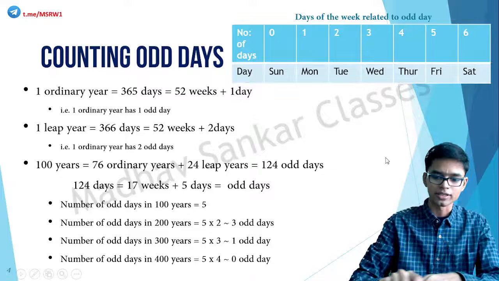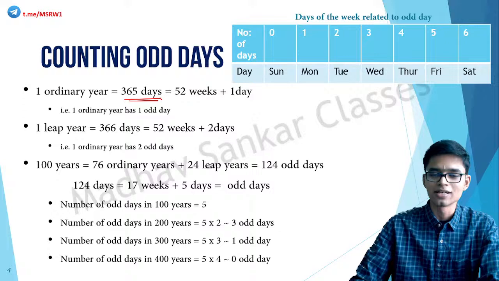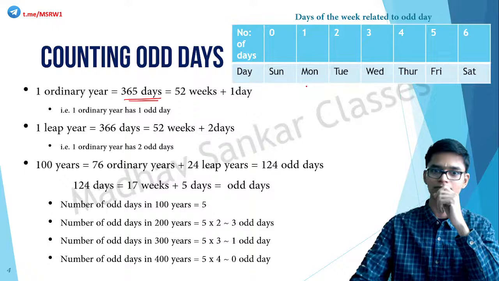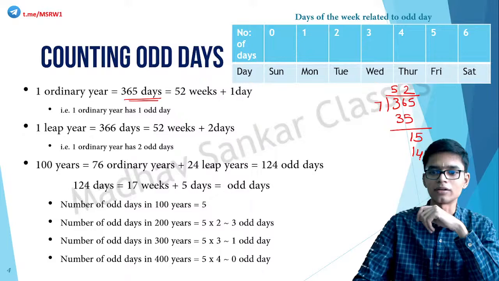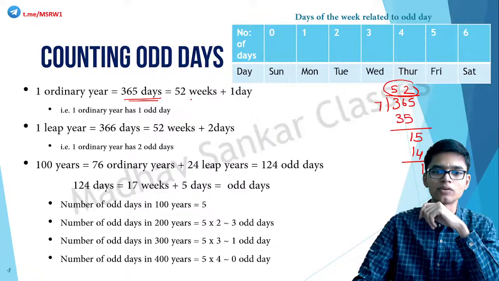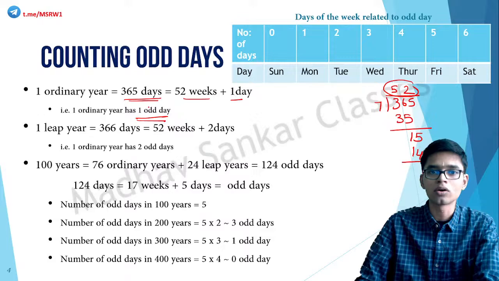So, one ordinary year, a usual year, how many days are there in a year? 365 days, correct? So, how many weeks can we take completely? 365 divided by 7. 5 sevens are 35, remaining 1 and 15. 2 sevens are 14, remaining 1 day. So we have 52 whole weeks and 1 day. Correct. So the number of odd days in one ordinary year is 1.